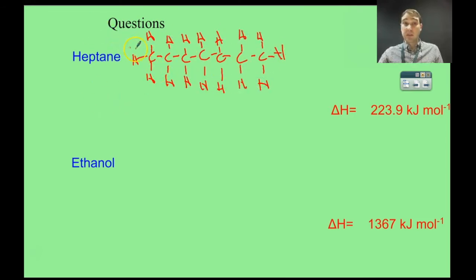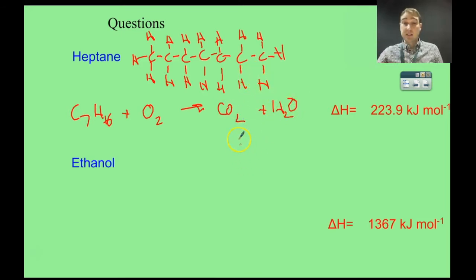Okay, now I'm going to count them up. So 1, 2, 3, 4, 5, 6, 7, 8, 9, 10, 11, 12, 13, 14, 15, 16. So my equation is going to be C7H16 plus, we're going to react that with oxygen, goes to, we're assuming complete combustion, carbon dioxide and water.